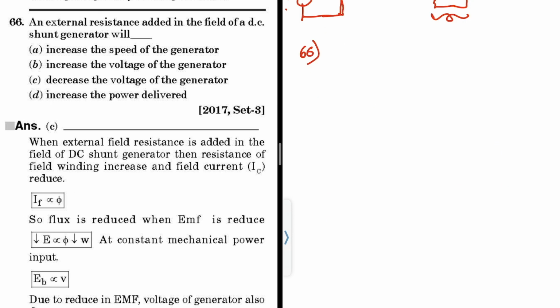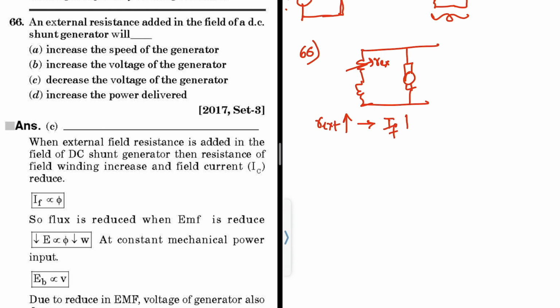Coming to question number 66. They given that a DC shunt generator is there, an external resistance is connected in series with the field circuit. When external resistance is connected, the total resistance will increase, so field current will decrease. So flux will decrease. We know that E equal to Ka phi into omega.